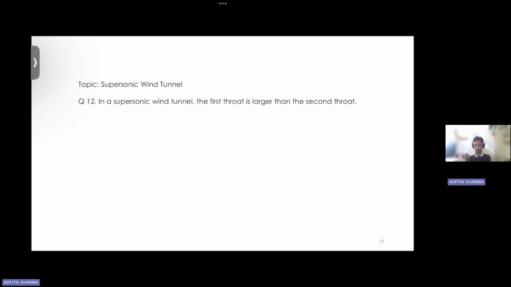So when the question says in a supersonic wind tunnel, the first throat is larger than the second throat, because this is a true or false type of question, the statement that the first throat is larger is not a correct statement, right? The second throat is larger than the first throat, right?